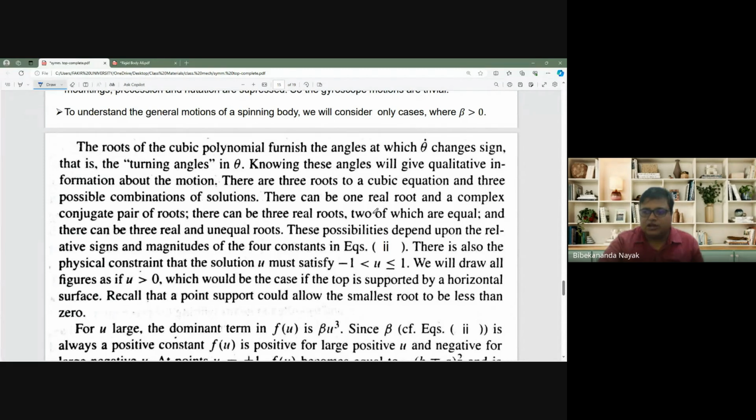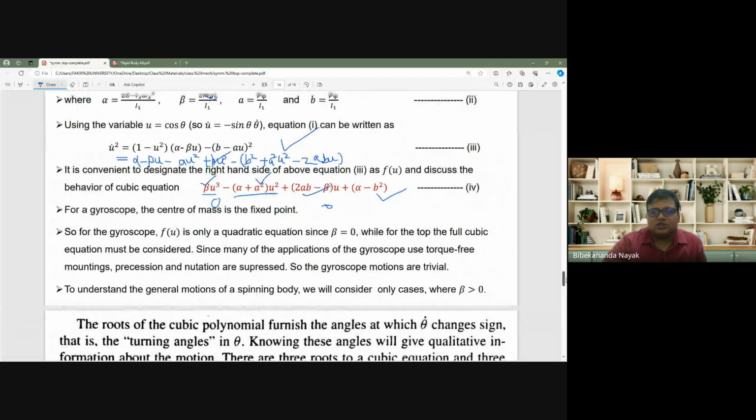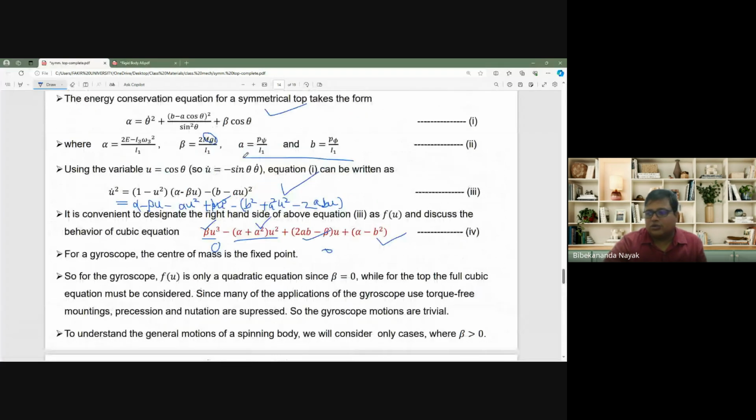There can be one real root and a complex conjugate pair of roots. There can be three real roots. All may be real, or one real and two complex conjugate, or two of which are the same, or three real unequal roots. This possibility depends upon the relative sign and magnitude of the four constants in equation 2. What kind of root will be found depends on the values of these four constants.